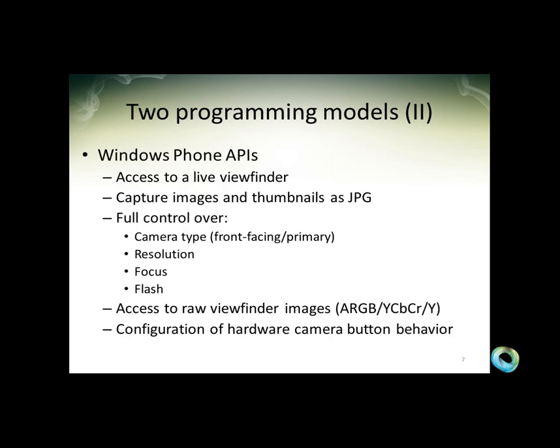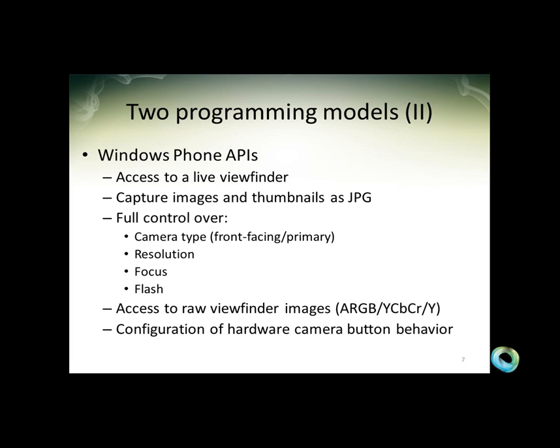Let's take a closer look at the new Windows Phone APIs. This gives you access to a so-called live viewfinder, which is a live video stream you can access and embed in your application. And you can use this API then to capture images and also thumbnails directly to files or to streams in JPEG format.